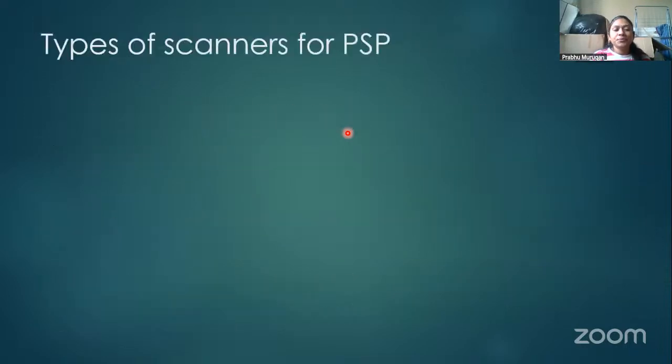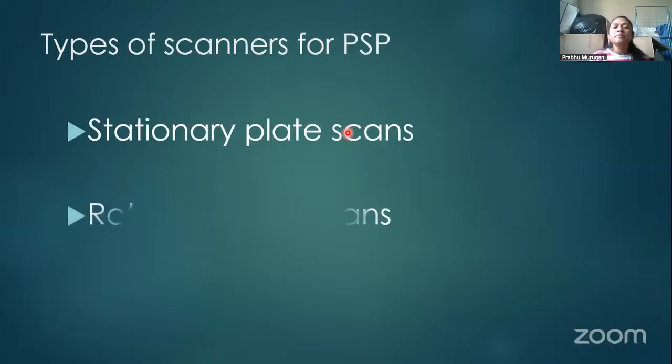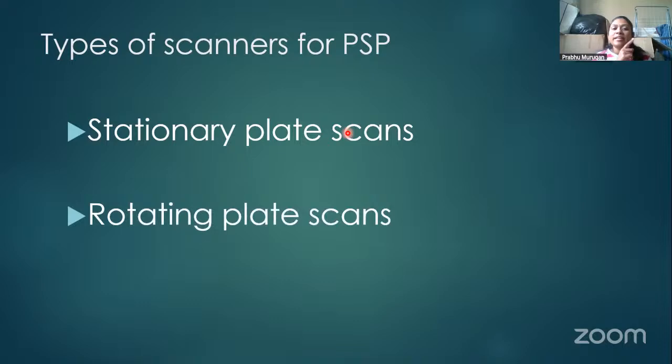So the types of scanners, this we saw in case of anode, right? Stationary and rotating anode. This is also a similar thing. In case of PSP, I told you, the receptor has to pass through a scanning light. So there will be only a single plate system where you can place only one X-ray film at a particular time, that is going to be scanned and then it will give you an image. That is the stationary plate scan. Rotating plate scan is where you can place multiple X-ray receptors at the same shot, so multiple images can be viewed at one particular time. So stationary plate scans and rotating plate scans are two different types of scanners for your PSP.